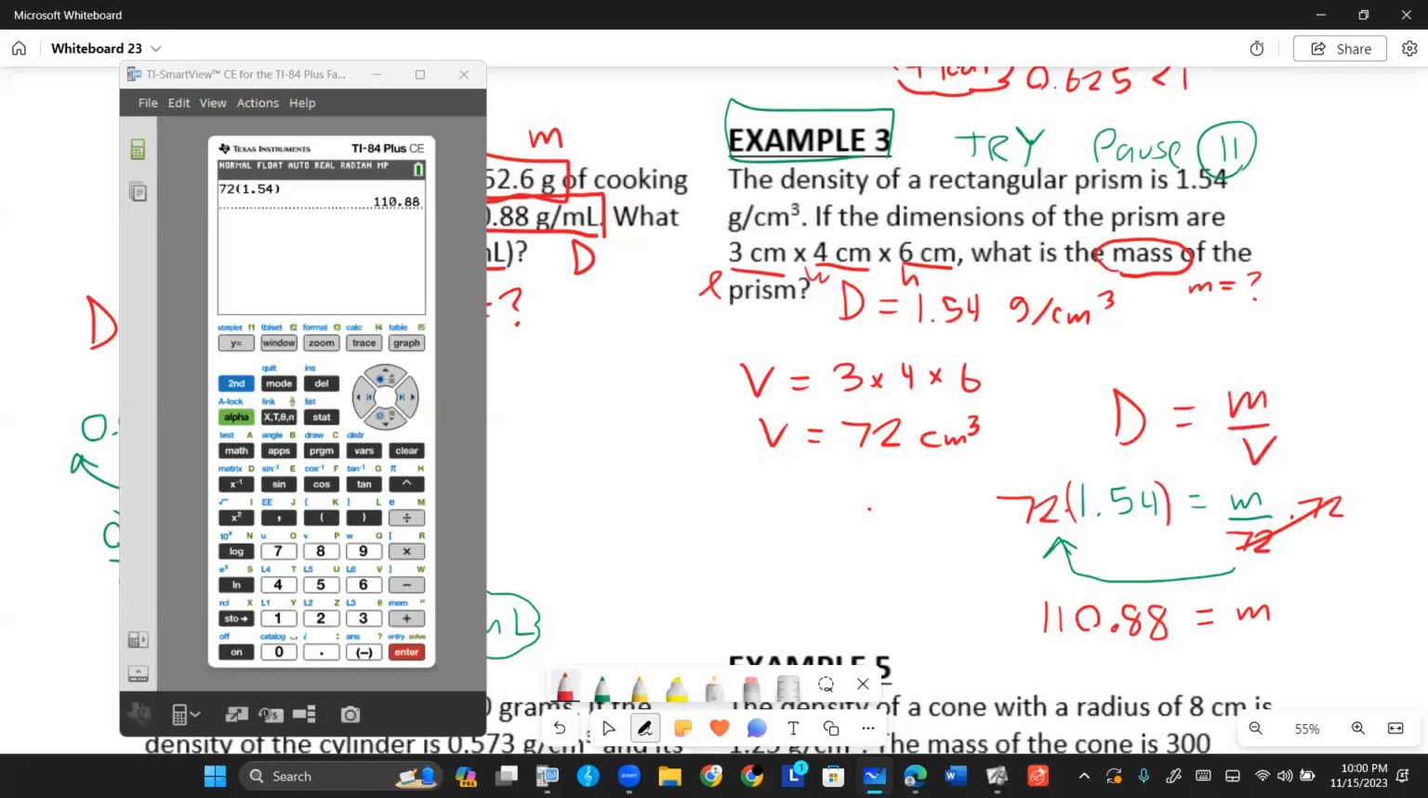Remember that we write our mass in terms of the top letter in your density, so it's going to be grams, 110.88 grams.